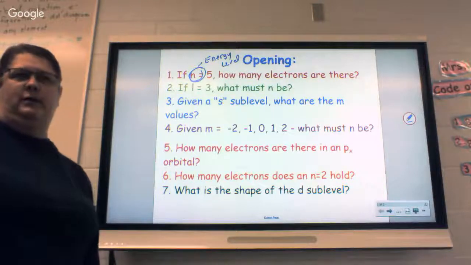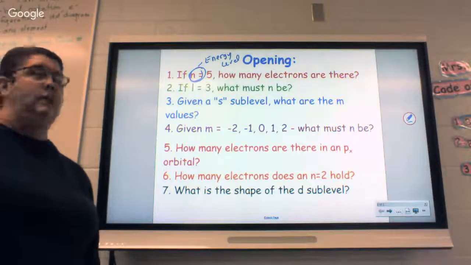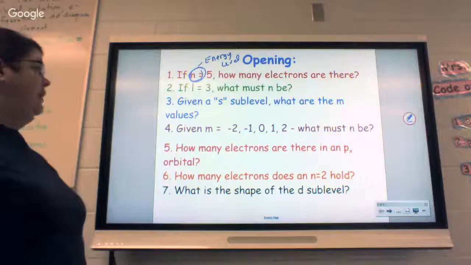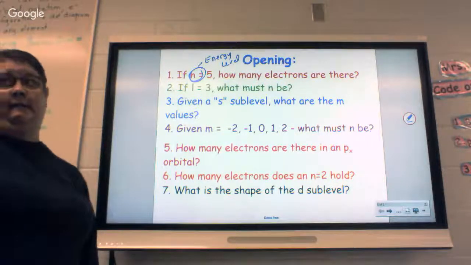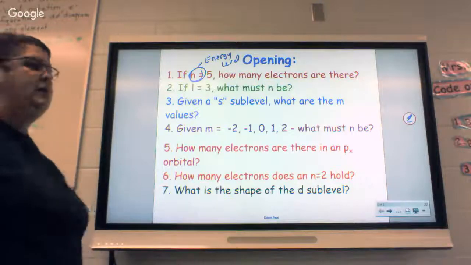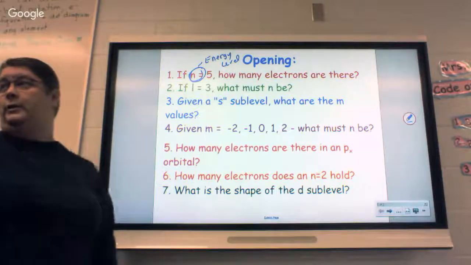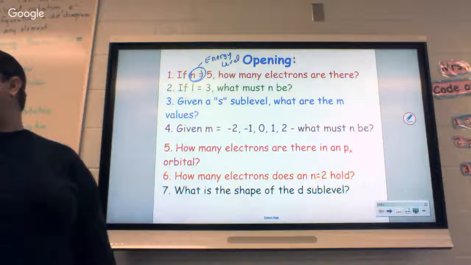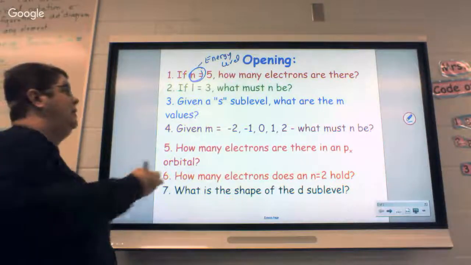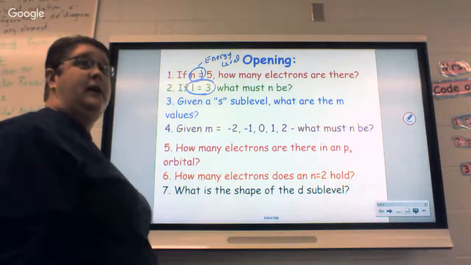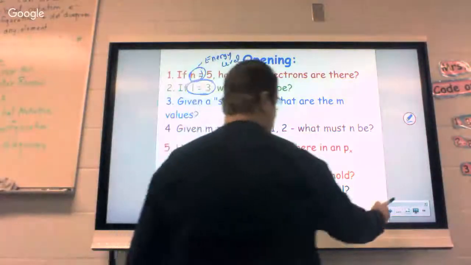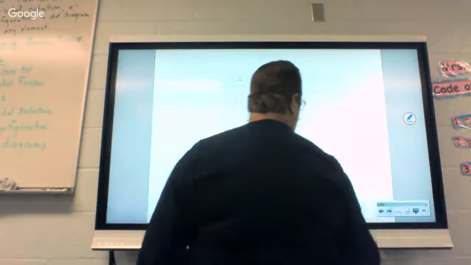Okay, number 2, if l equals 3, what's n? 4. If l equals 3, what sublevel is it? You have to know what sublevel that is. It's an f. That's where you have to know what the sublevel is.